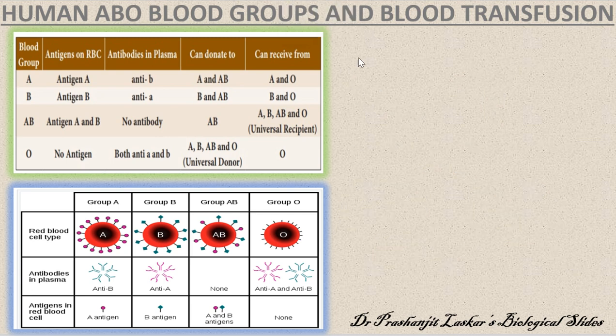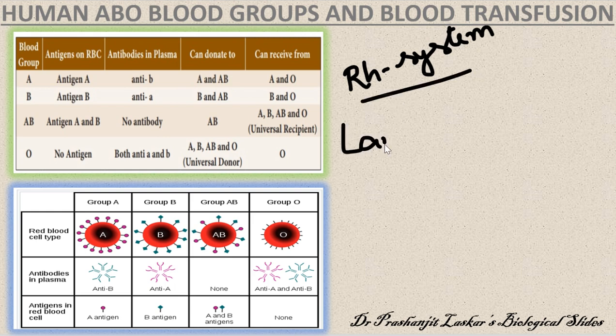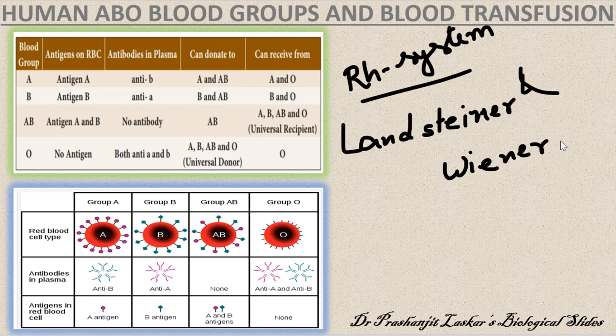Now I'm talking about the Rh blood group system. So the Rh system, or Rh blood group system, was discovered by Landsteiner and Wiener in the year 1940.